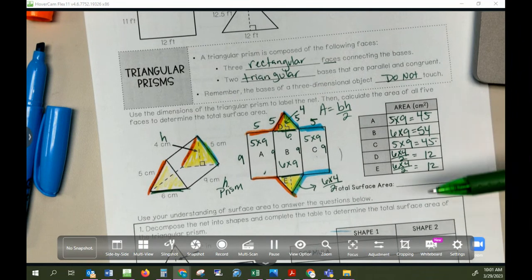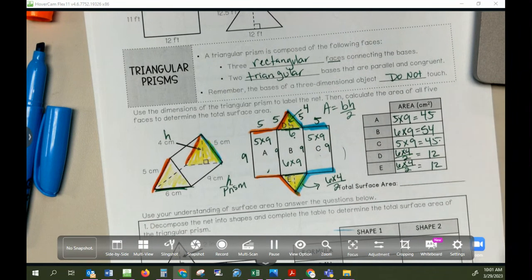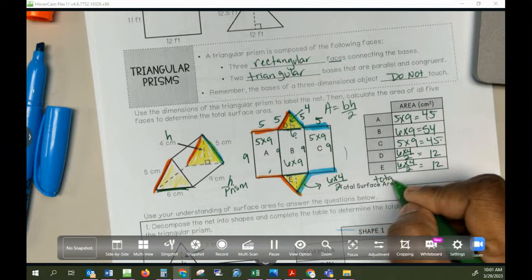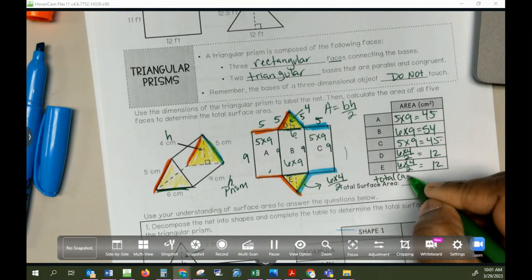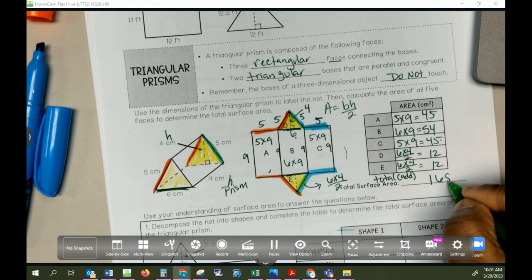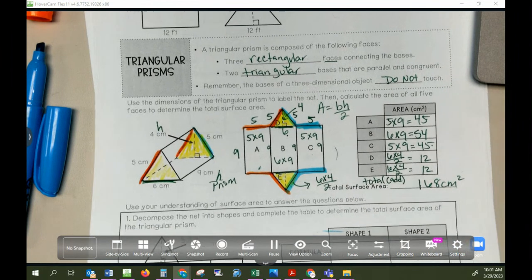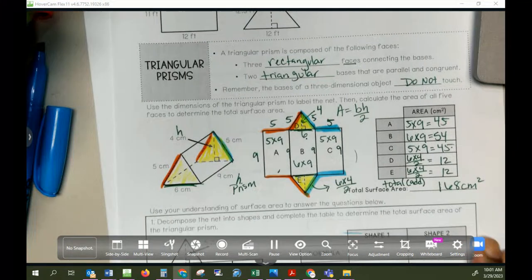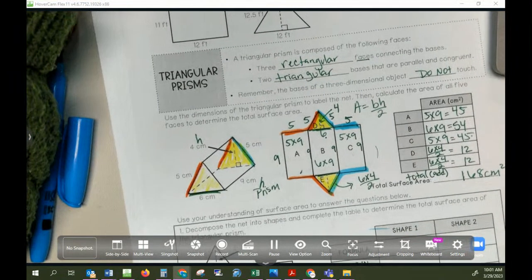So again, this is one way we can always be sure to get our answers, because we can total it up, which means that we're adding. And when we add them all together, we get 168 square centimeters. Or centimeters square, however you want to view it.